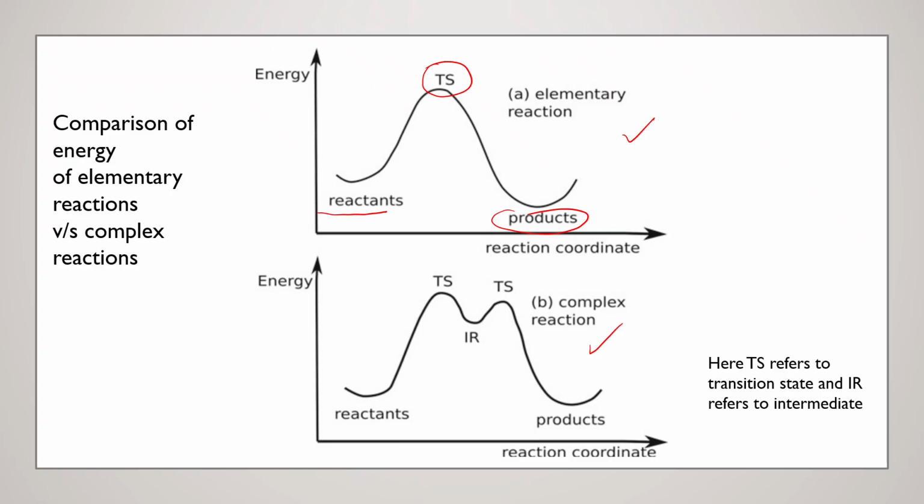the potential energy diagram, the energy profile diagram of a complex reaction, what we see here is that there are multiple steps, and those multiple steps create multiple transition states. And between two transition states, we have another entity that is created, which is called an intermediate. So the first question that you may have is, what is the difference between a transition state and an intermediate?